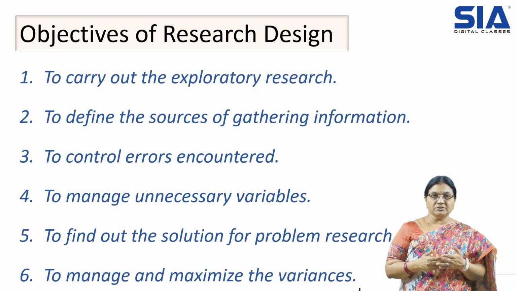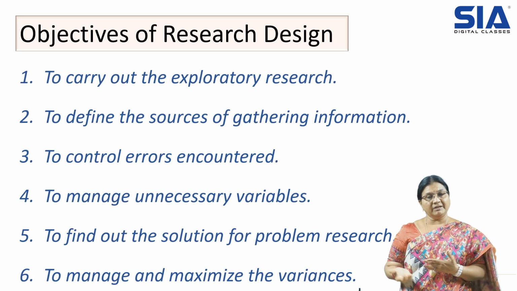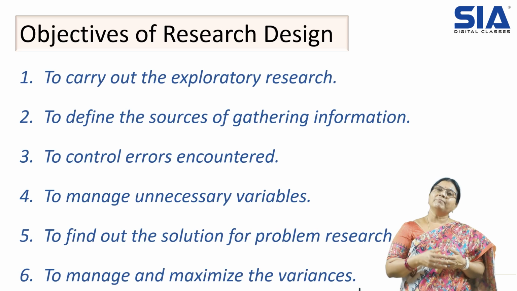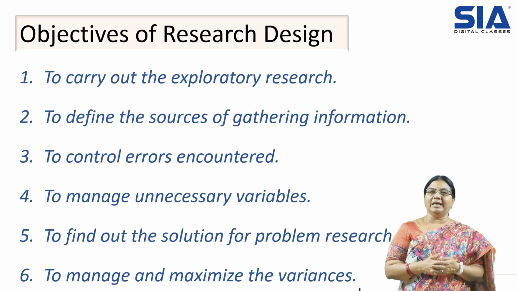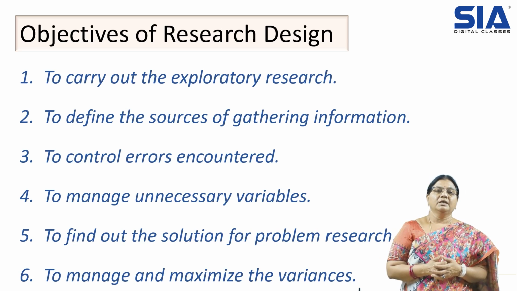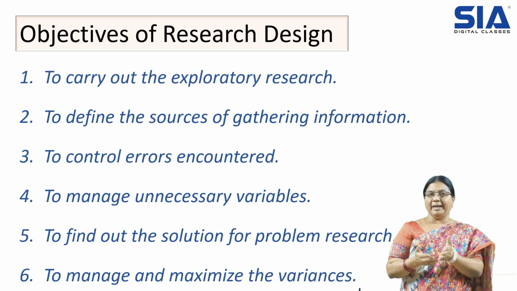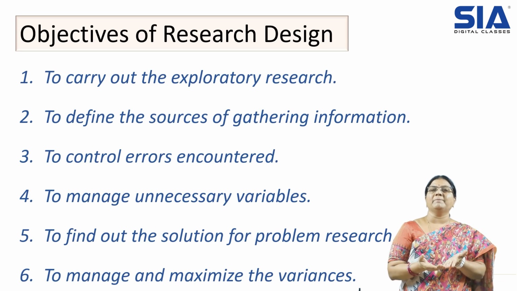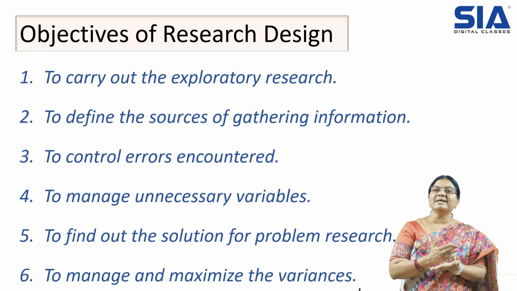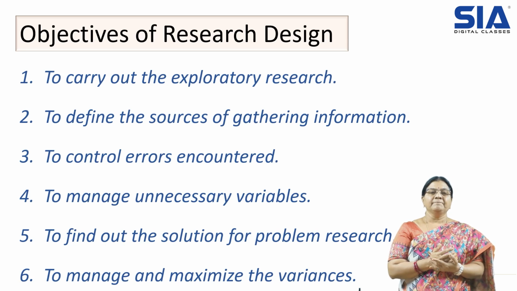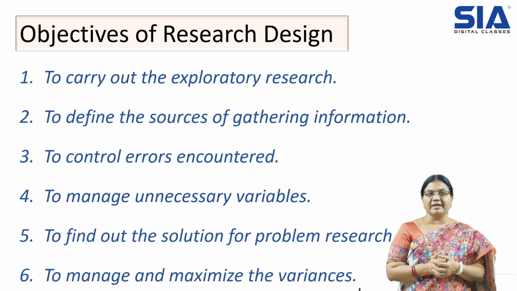So data collection, again you have two different types. One is primary data and the other one is secondary data. So from which source we are going to collect for the present research. Then to control errors encountered. So the design should be made, the plan should be made in such a manner which minimizes and controls the error. Then to manage unnecessary variables.